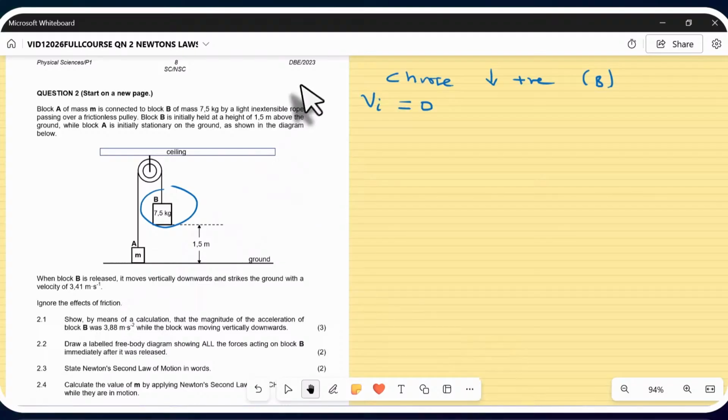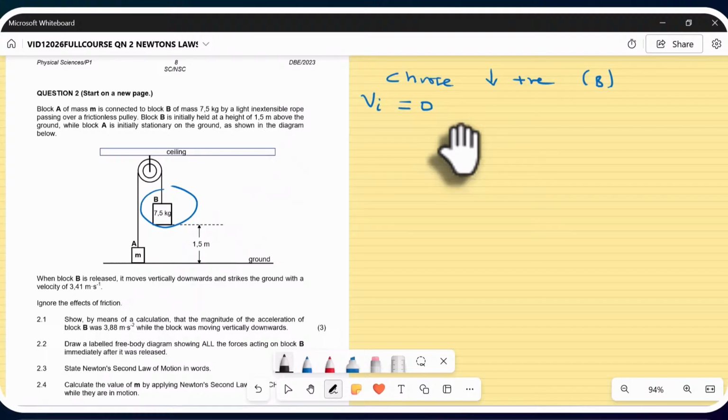In this case V initial is 0 because it was held stationary, and when it hits the ground, the velocity is what? They say it is the 3.41, that is V final. V final is 3.41 meters per second, and the change in y for block B when hitting the ground is 1.5 meters. So our change in y is 1.5 meters.